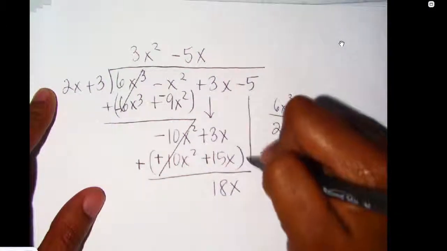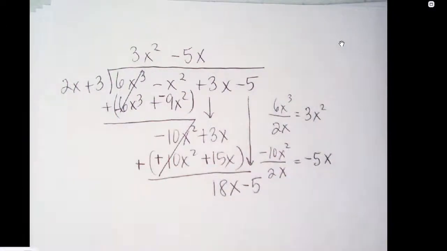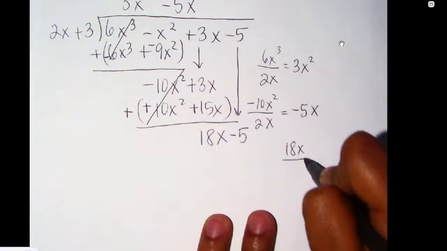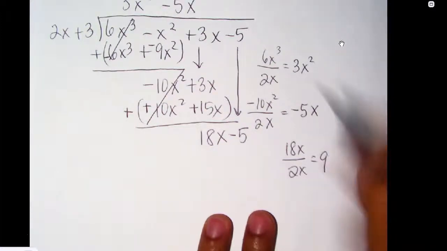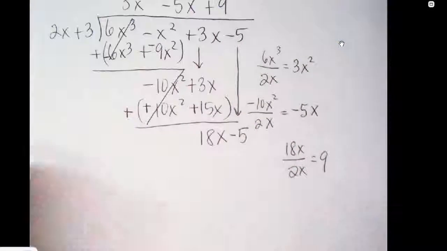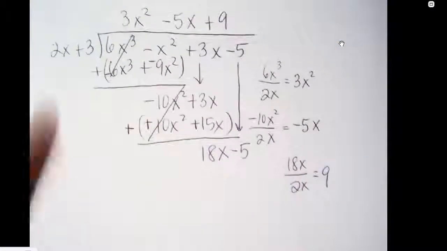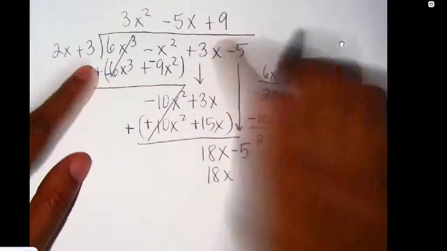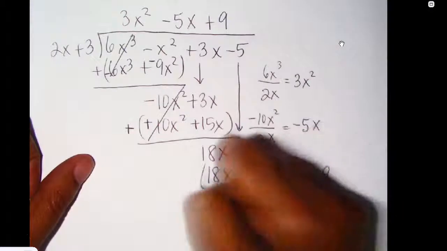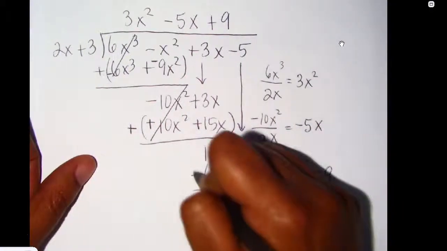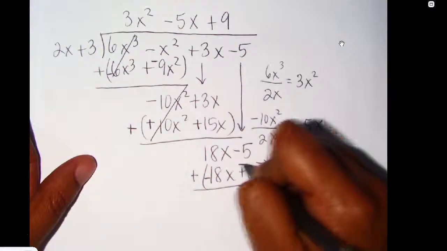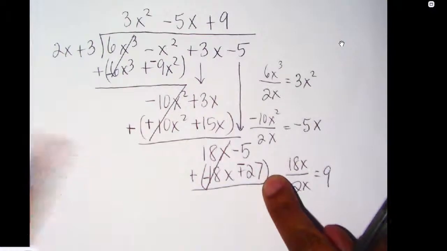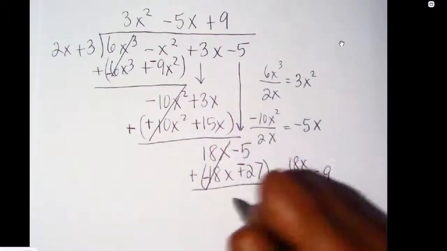And just squeezing this in here, there's that minus 5. So now I have 18x over 2x, which is 9. So I'm going to put a plus 9 up there. And we're going to multiply for 18x. And then we multiply those two for 27. We're subtracting. So this will cancel out, and this is -5 minus 27, which means we add them together, and we get -32 as our remainder.